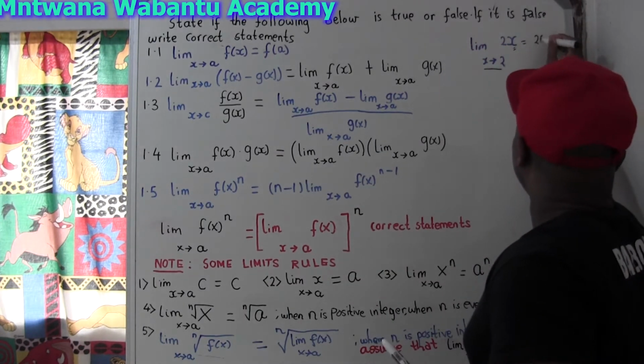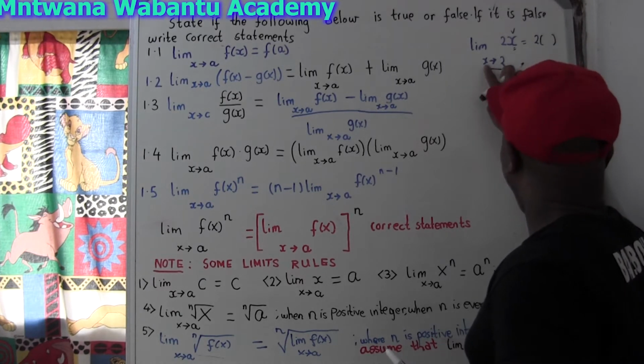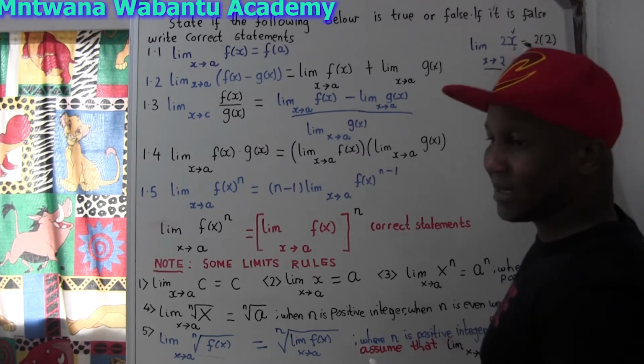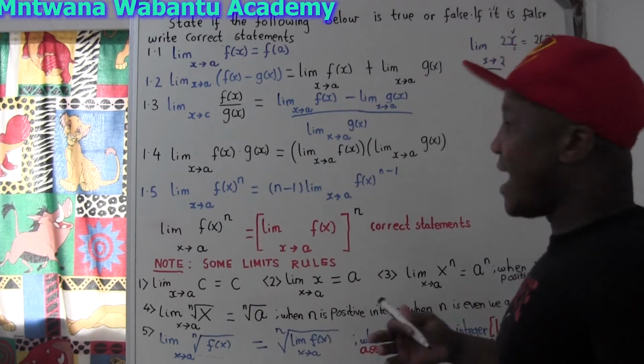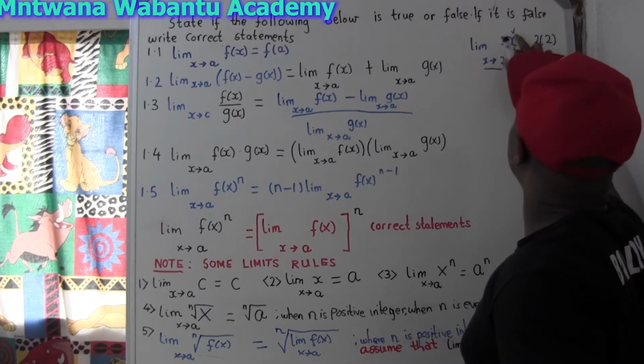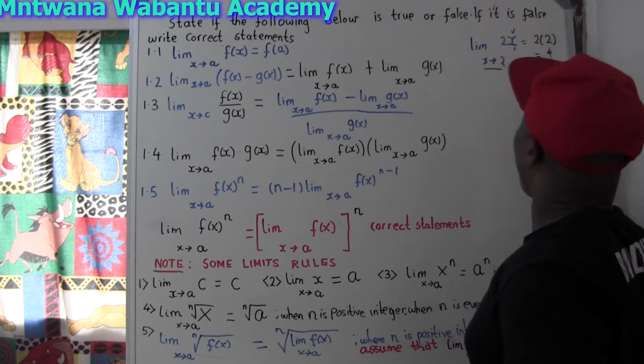So it's going to be 2 times, instead of this x, because x approaches 2 means make this x equal to 2, I'm going to write 2. I don't have to write limit again because I have already made x equal to 2. So no limit, don't write this again because you have already replaced this x with this number. So this equals 4. So that's how limit works.